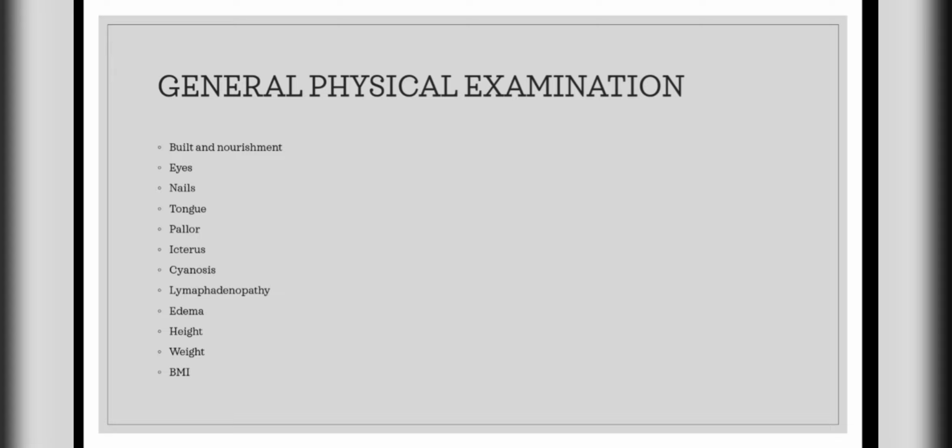And in pallor, icterus, cyanosis, lymphadenopathy, you have to mention whether they are present, positive, or negative, okay. In edema, if present, you have to write what kind, whether it is a pitting type or non-pitting type, okay. And you can also include height, weight, BMI, like that. Oops, I missed it. Tongue. In tongue, you have to write whether it is coated or clear one, okay.